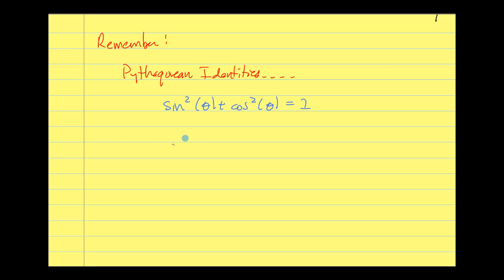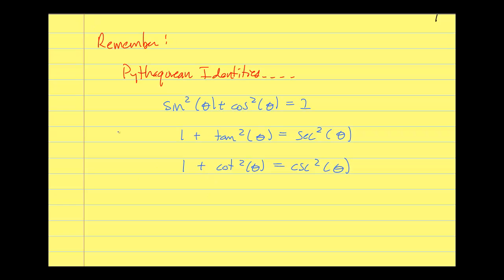Another Pythagorean identity that follows directly from this is 1 plus tangent squared of theta is equal to secant squared of theta. And we get 1 plus tangent squared equals secant squared if we divide through by cosine squared. Now if we divide through by sine squared, right here, I'd get sine squared over sine squared is 1. Cosine squared over sine squared is cotangent squared. So my other Pythagorean identity is 1 plus cotangent squared of theta is equal to cosecant squared of theta.